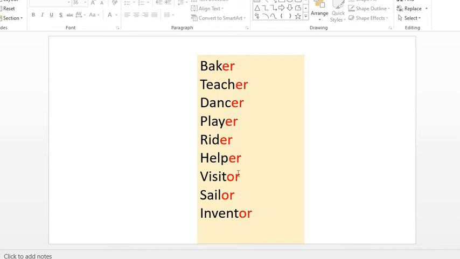Some words you cannot find in this exercise book, but it helps you to understand better. Okay. Here we add ER or OR to the verb and make it into an occupation. These are nouns. That means these are some names of occupations. Okay. Now activity H.